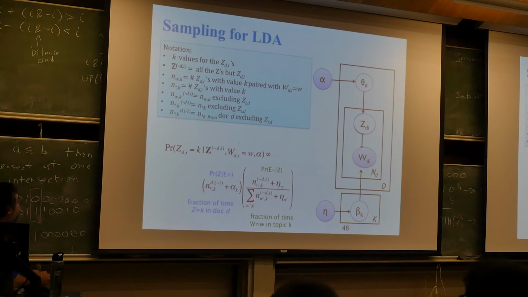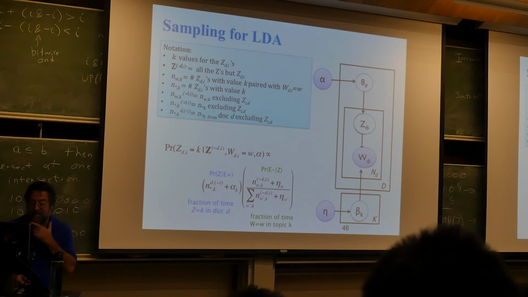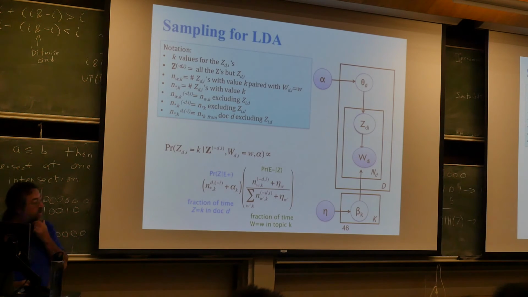The local sampling is very simple, and it's also very intuitive. There are basically two things. One is a smooth estimate of how likely you are to draw that topic in this document. And this is a smooth estimate of how likely you are to draw that word given that you're in that topic. So that's the basic idea.